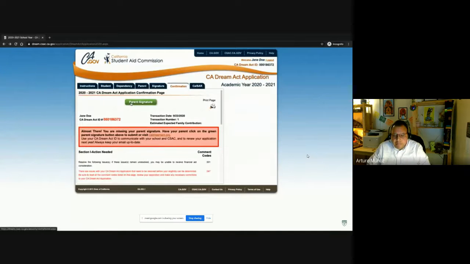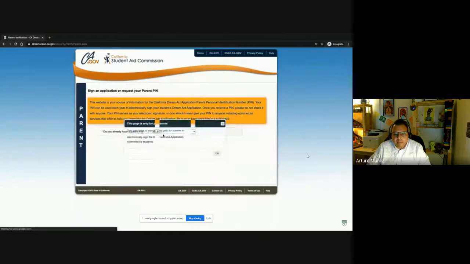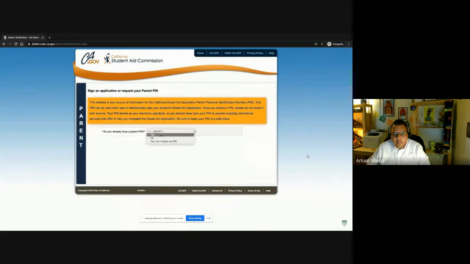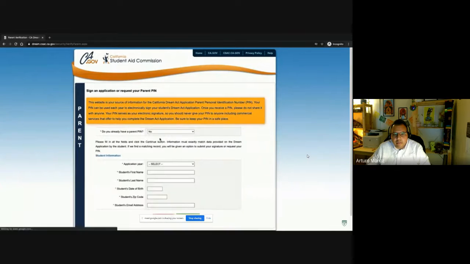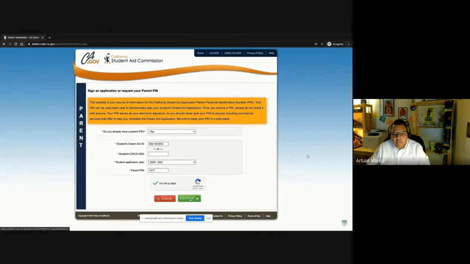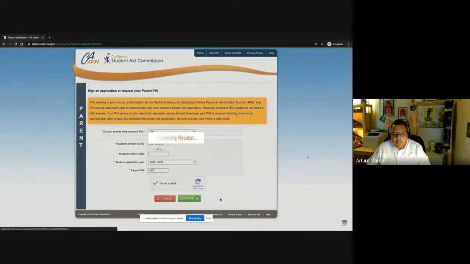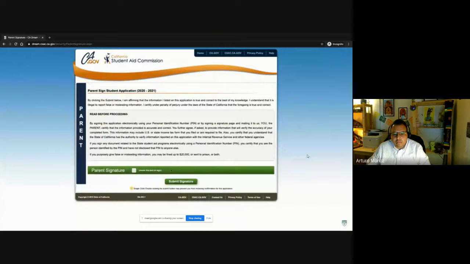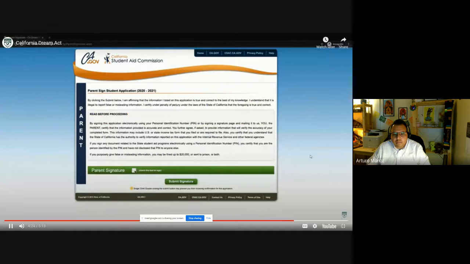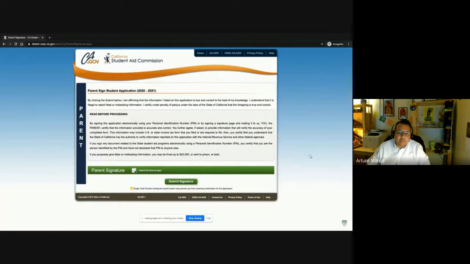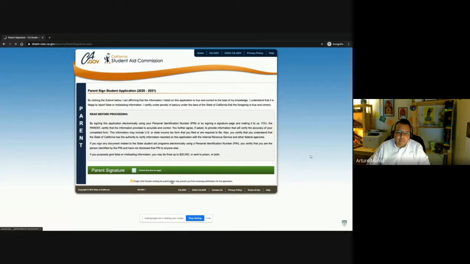Your parent should click the green button to add their signature. If this is their first time using the Dream Act application, they will need to create a PIN. Enter the required information. Make sure to write down the parent PIN and your ID number. Once the parent PIN is submitted, they will be taken to this page. Make sure they read, check the box, and then submit the signature.